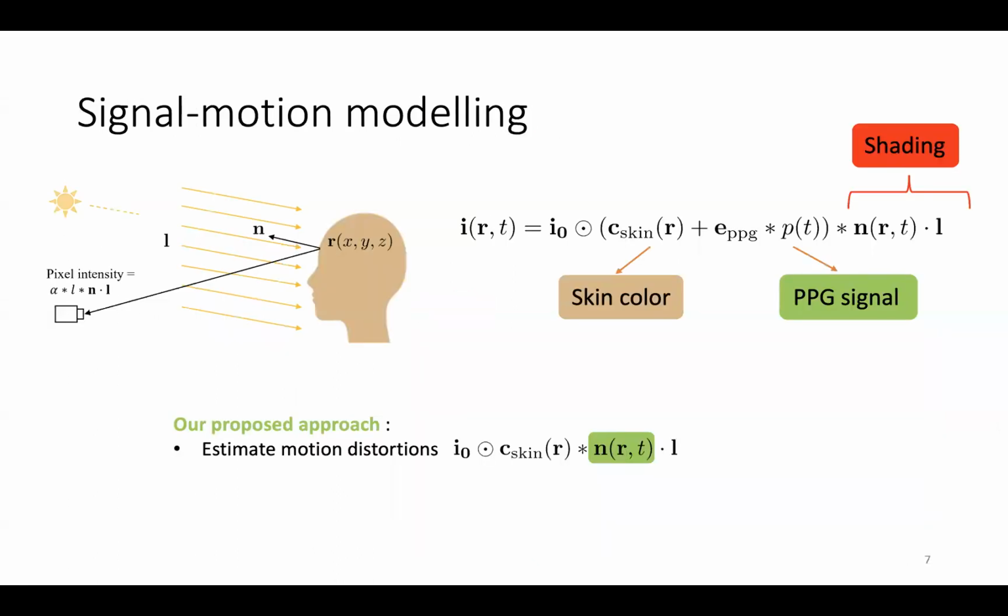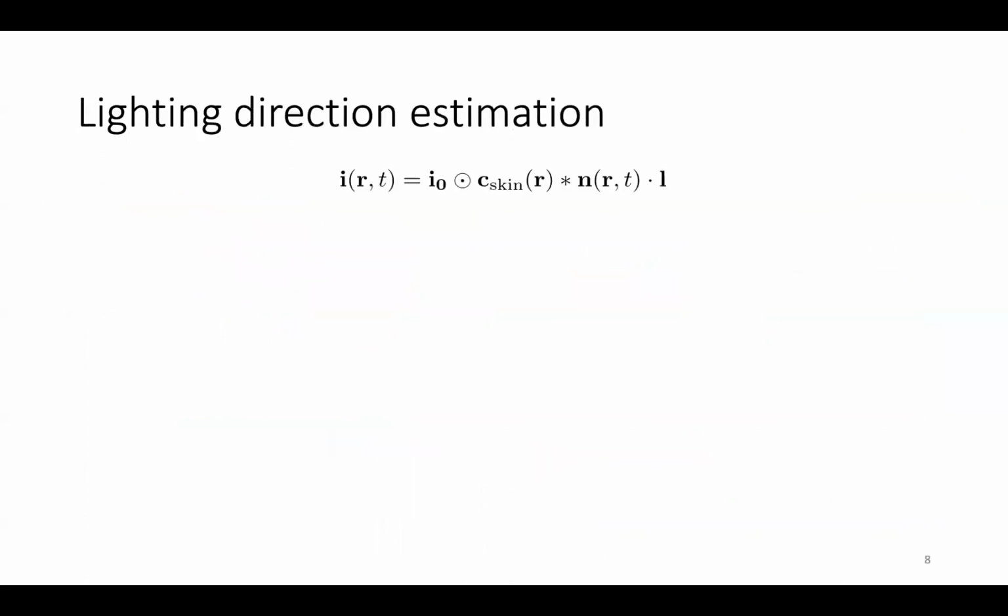Next, we need to estimate the effective lighting direction from the given video. Here, we consider only a single light direction, but even if multiple point sources are present in the scene, all the sources can be modeled as one single effective point source under the assumption of a Lambert surface. Also, if the PPG signal is weak, we can ignore the contribution of the PPG signal and write the following expression.